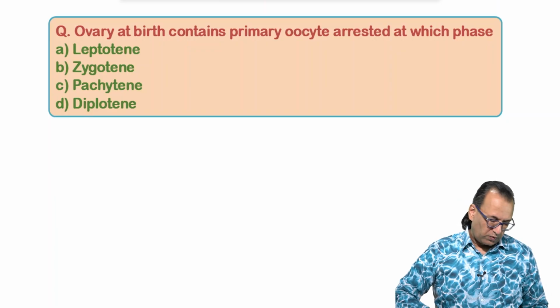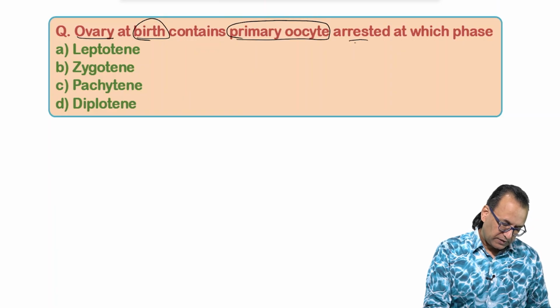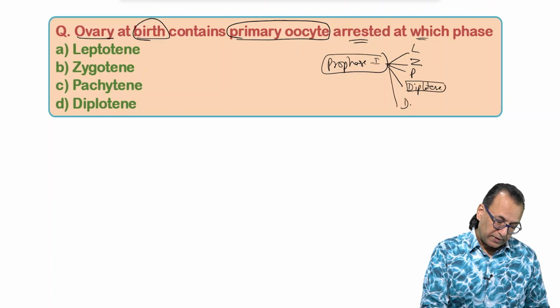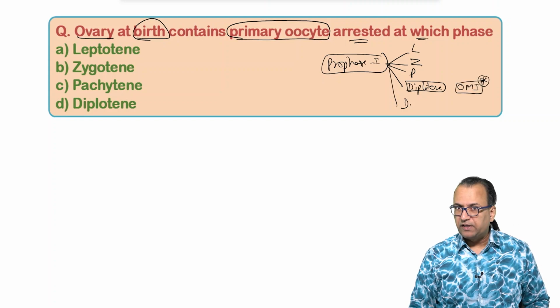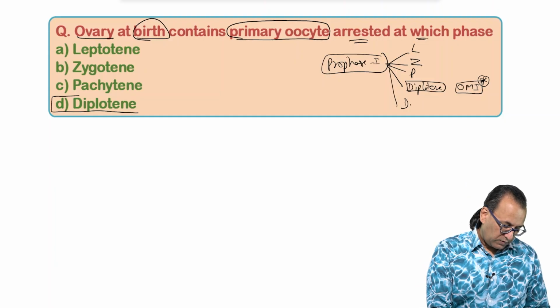That is why, if you look at this question, they are asking: ovary at birth contains primary oocyte. Yes, arrested at which stage? You say prophase 1. But in prophase 1 also, as we are telling, there are stages like leptotene, zygotene, pachytene, diplotene, diakinesis. It is the diplotene stage where it will be arrested. There is one oocyte maturation inhibitor, and because of that oocyte maturation inhibitor, there is an arrest at diplotene. Now, okay, D is the answer.